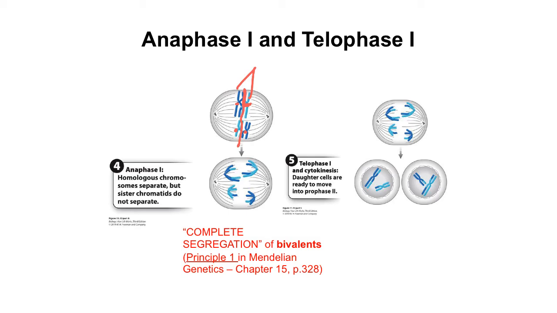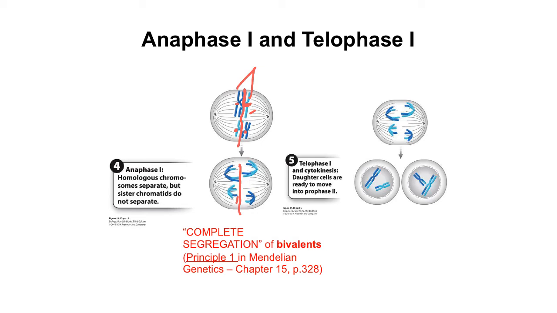If you notice, there are already different segments because of recombination that happens in prophase 1, but this orientation of the centromeres of the bivalents lining up toward the opposite poles guarantees that during anaphase 1 the homologous chromosomes are going to separate and move toward the opposite poles of the cell. And because of that, we have a complete segregation of all bivalents.